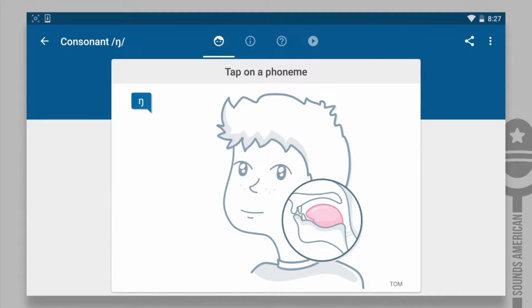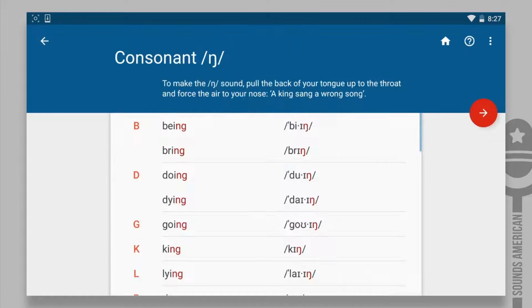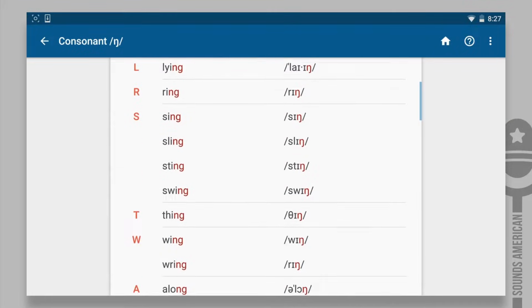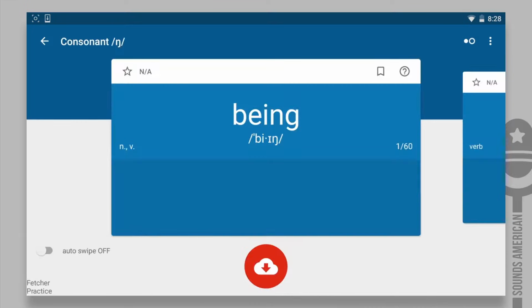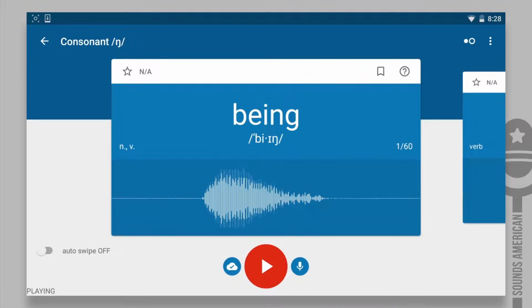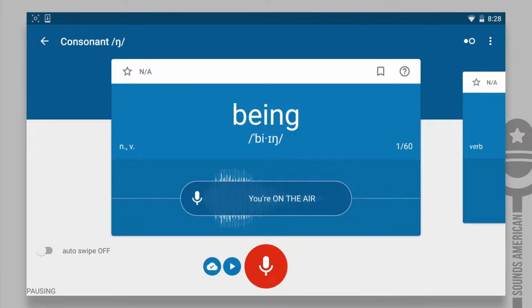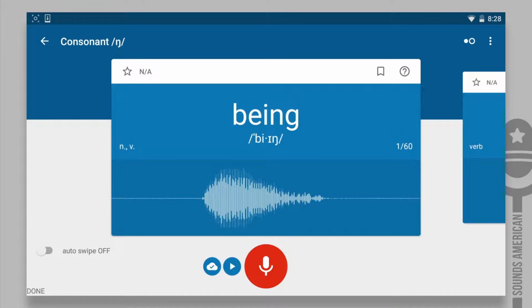Now, let's practice the sound in some words. You'll see a word on the screen and hear its pronunciation. Like this. Being. You'll have a few seconds to pronounce the word. Repeat each word after the speaker. This is the most important part of the exercise. Let's begin.